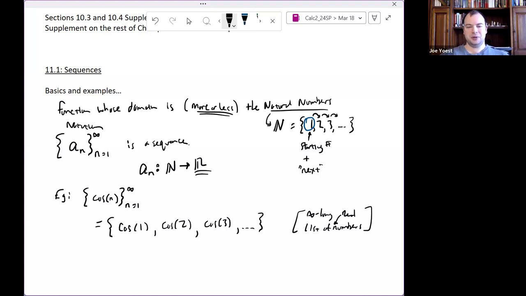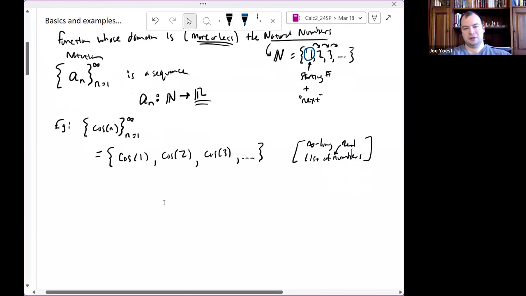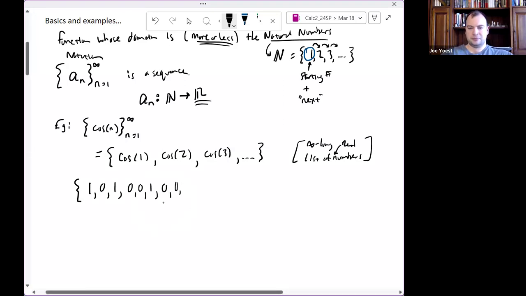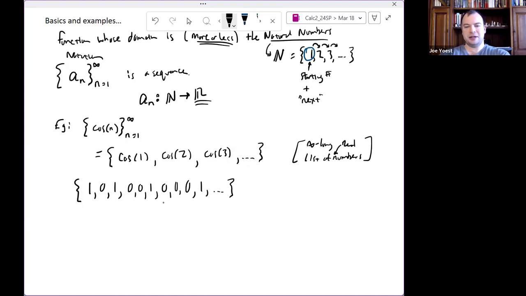Sometimes we have a sequence where we can represent the terms nicely in an algebraic format, like cosine of n. Sometimes I just list the elements of the sequence. Let's start with 1. And if I list enough to where you see the pattern, maybe that is enough to define the sequence. So we have ones with one 0 between them, and then 2 zeros, and then 3 zeros, and so on.